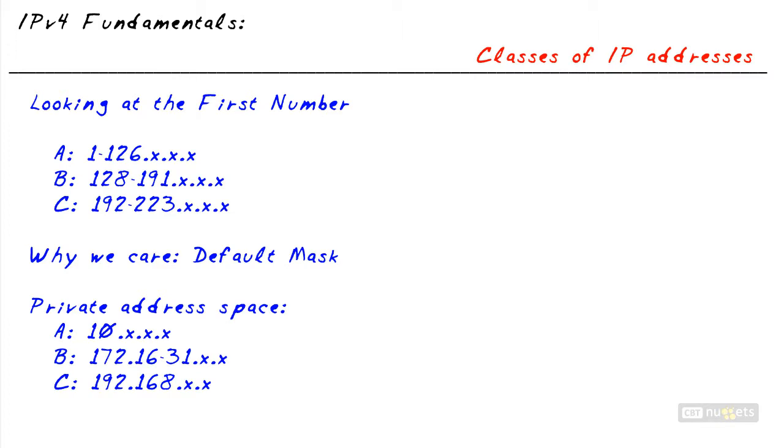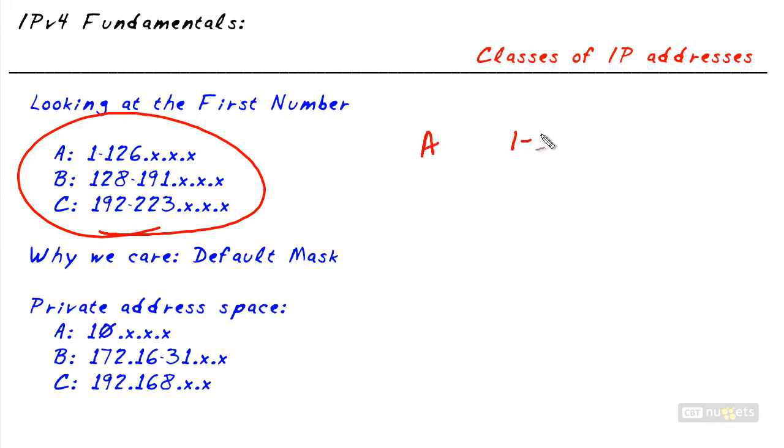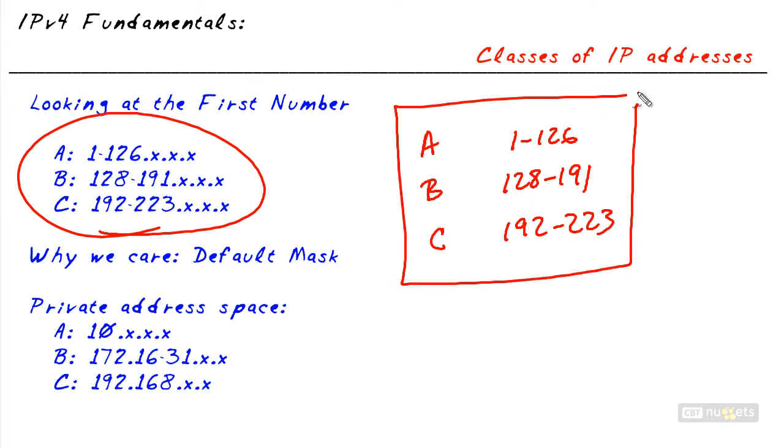The next thing that I'd like you to do right now is, on a piece of paper, write out this table of classes. Class A is 1 through 126, Class B is 128 through 191, and Class C is 192 through 223. What I want for you is the ability, on demand, to write those three classes out.